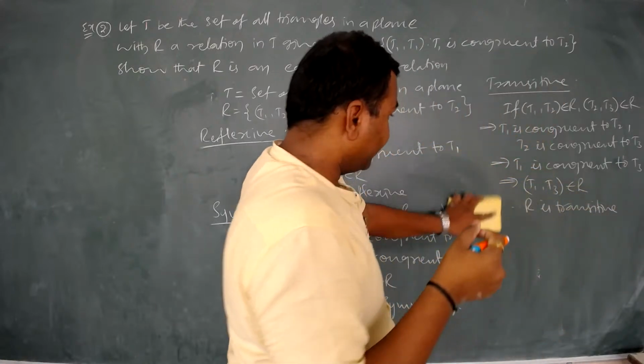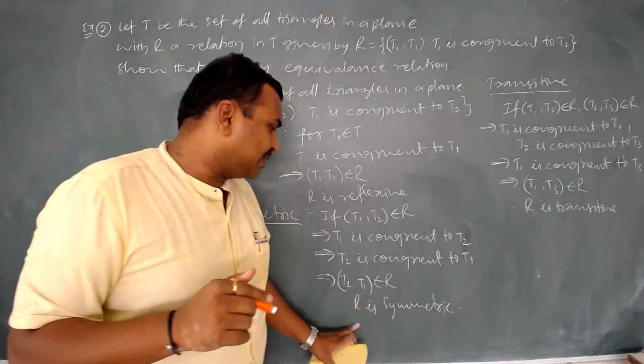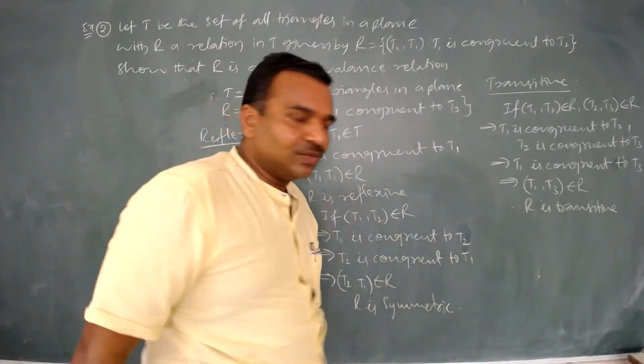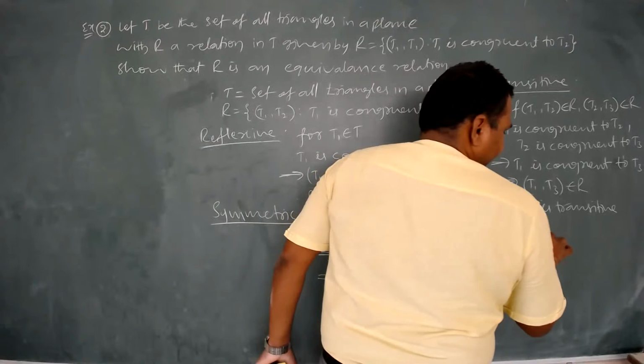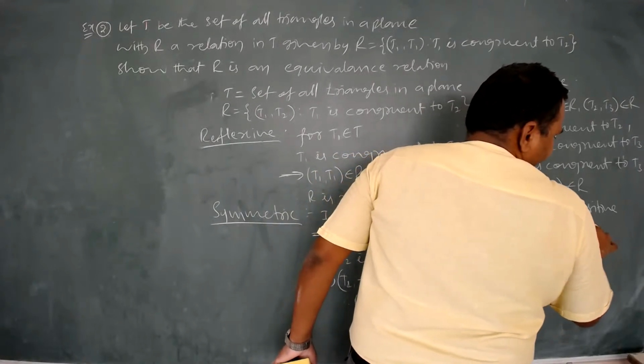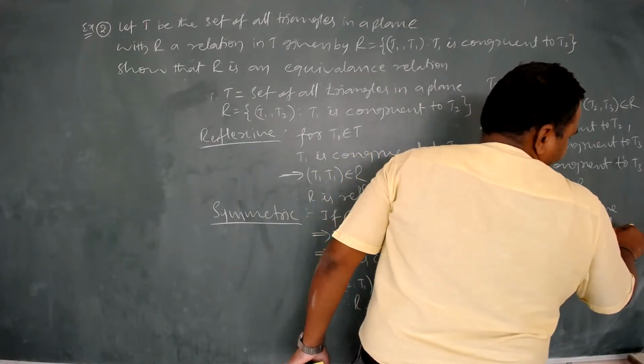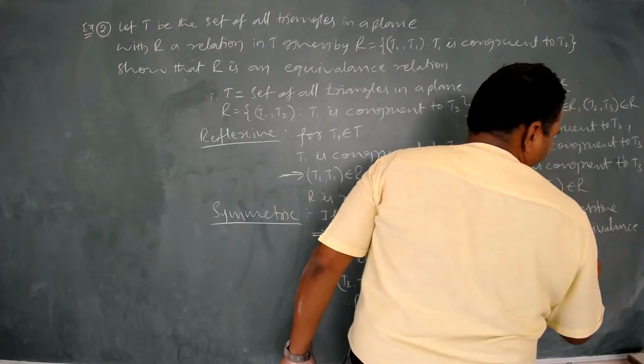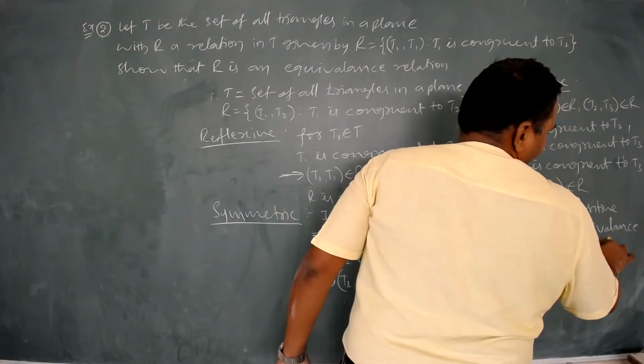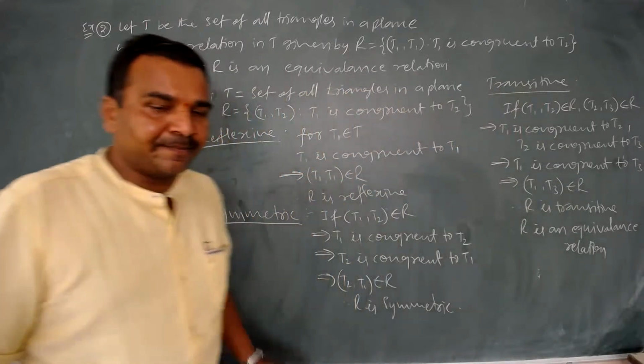Let's try to understand. R is reflexive. R is symmetric. R is transitive. Therefore, R is an equivalence relation. Hence, correct?